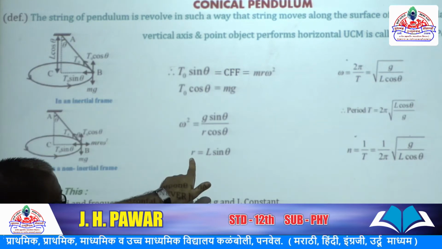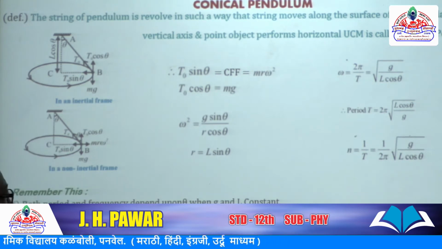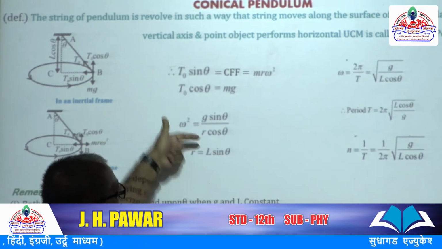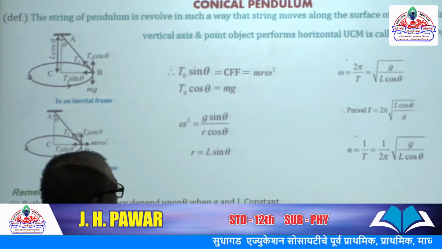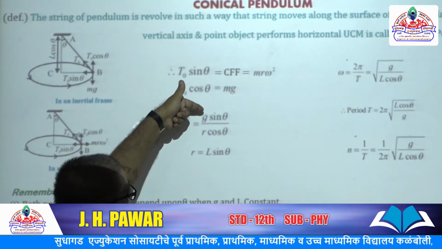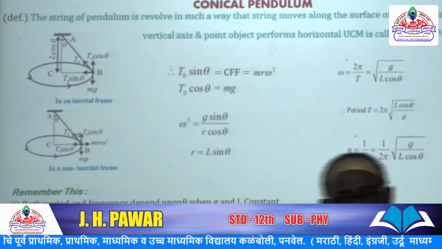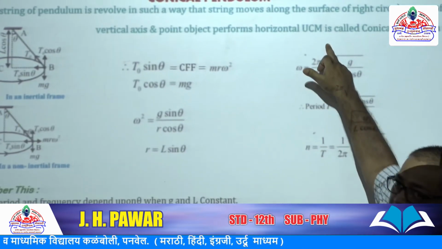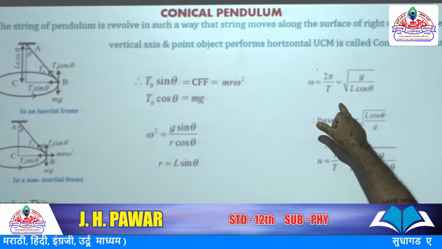So we can easily take r equals L sin theta. Substituting this value of r, L sin theta, sin theta gets cancelled, and we get omega square equals G upon L cos theta. But we know that omega is the angular velocity of the bob, and angular velocity can be taken as 2 pi upon T. We know this formula from the 11th, and we also discussed it in the last article.